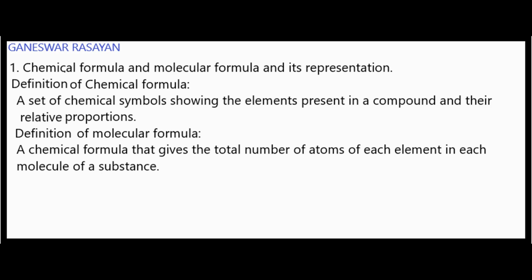Let us discuss both chemical and molecular formula at first. Let us define both chemical and molecular formula and their representation. The chemical formula is defined as a set of chemical symbols showing elements present in a compound and their relative proportions. The molecular formula is defined as a chemical formula that gives the total number of atoms of each element in each molecule of a substance.